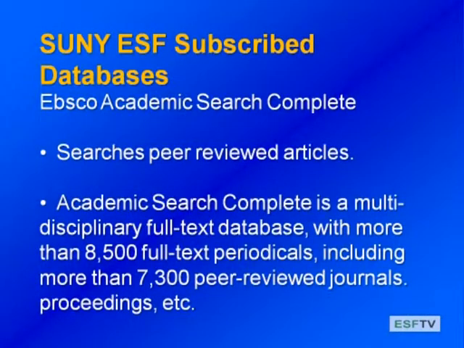So the first database I want to talk about is EBSCO Academic Search Complete. This is a database that searches peer-reviewed articles, and it has over 8,500 full-text periodicals, of which more than 7,000 are peer-reviewed. So again, great database to search peer-reviewed articles.